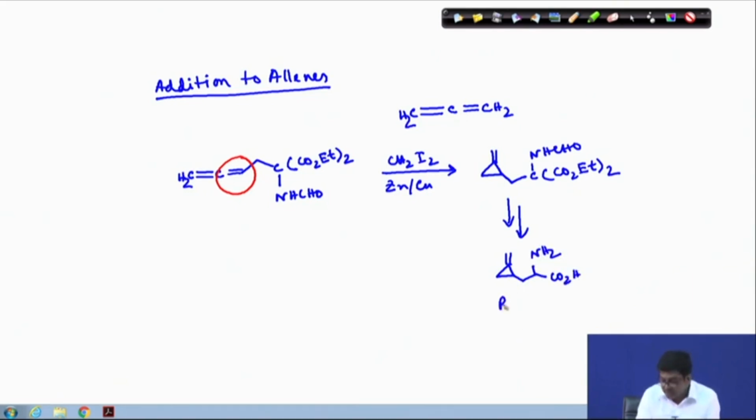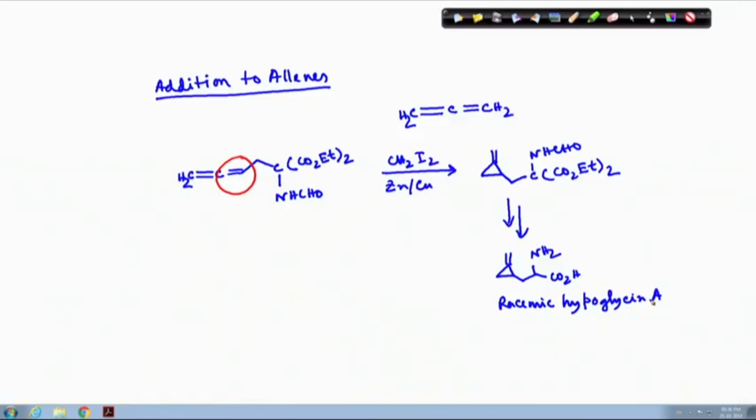Okay. So, this is the corresponding racemic hypoglycine A. Okay. So, using this technique, this Simmons-Smith reaction, these allenes can be converted into another cyclopropane derivative, which further leads to the natural product, that is racemic hypoglycine A. Thank you.